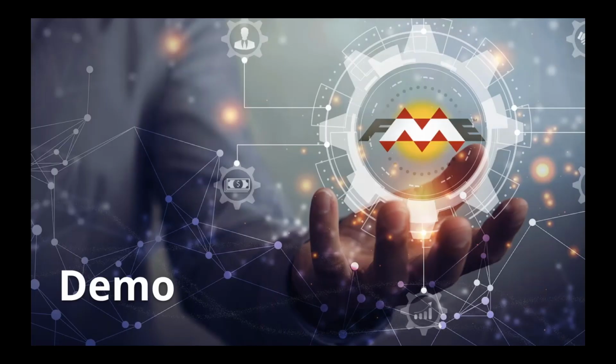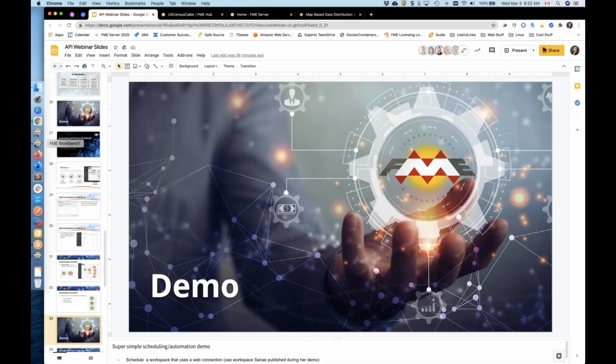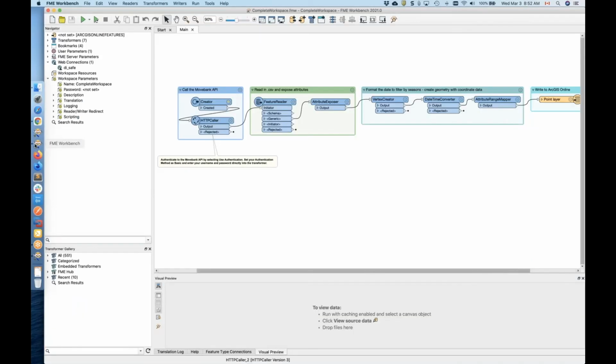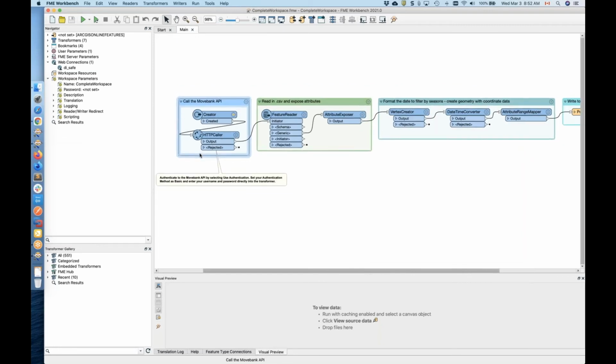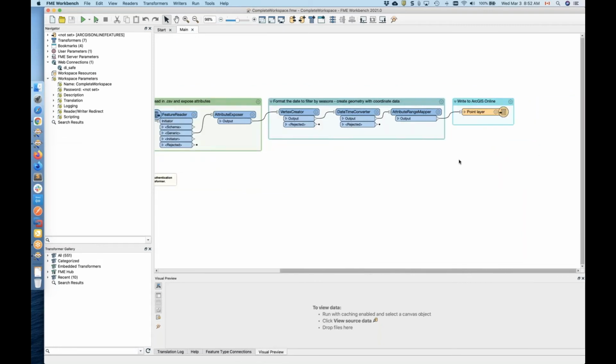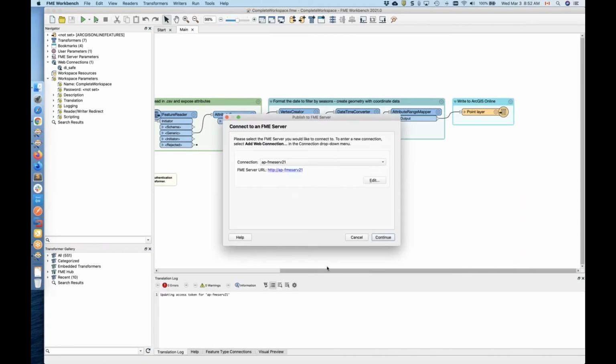So I'll do a quick demo here just to show off scheduling. For this one, I'm just going to build on what Sinai was showing earlier. This is her MoveBank workspace where she's getting the bald eagle data and writing out to ArcGIS Online. So I'm going to publish this up to FME Server here.